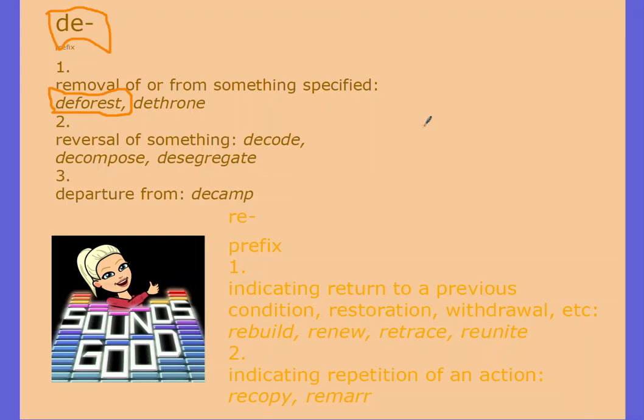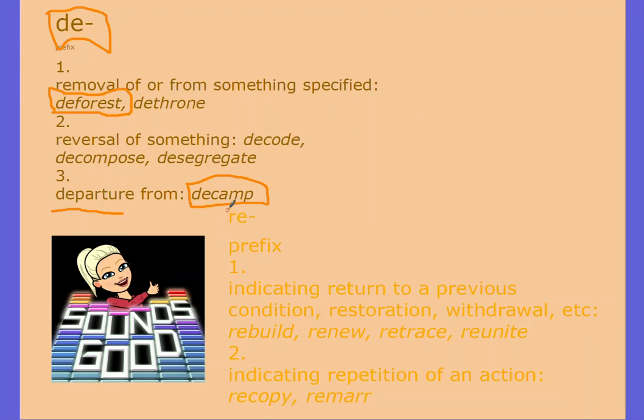Okay, it could also mean reversal or opposite. So decode is to undo a code. To decompose, compose is put something together. Decompose is take it apart. And it could also mean to depart. So even the word departure has the prefix on it. So decamp means to leave where you are and go somewhere else. So leave, reverse, or remove. Okay, those are the definitions of the prefix D.